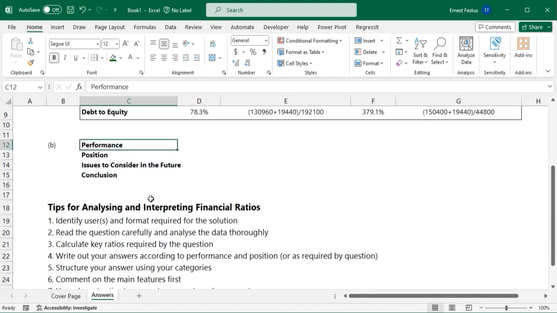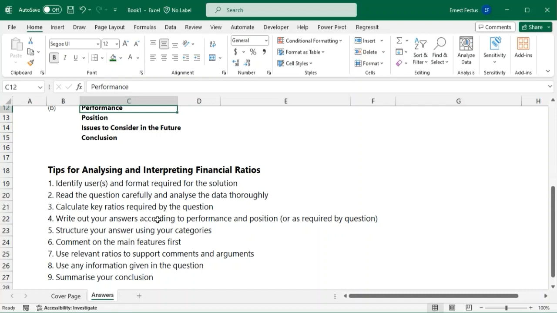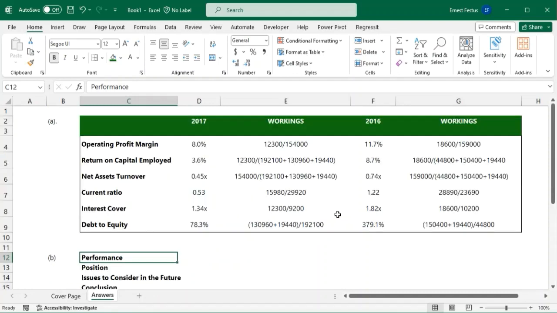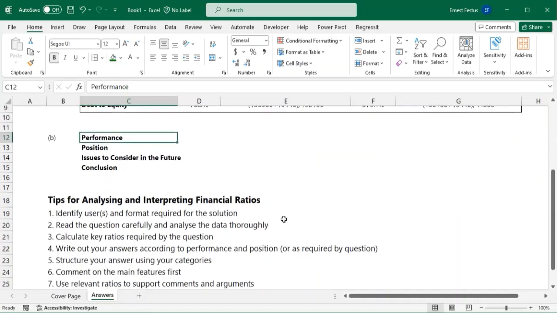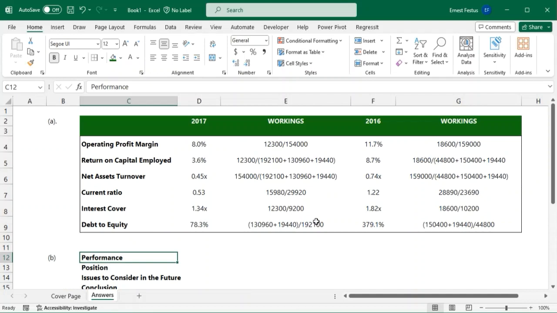Now let's look at performance. From the question, I hope you have downloaded the question from the video description so you can follow along, because I cannot be going back and forth, and that is going to make the video very long. Now we have some of the major elements in the financial statements, and the first one is the revenue. From the question, we can see that the revenue of Moorware Company Limited has declined in 2017 compared with 2016.